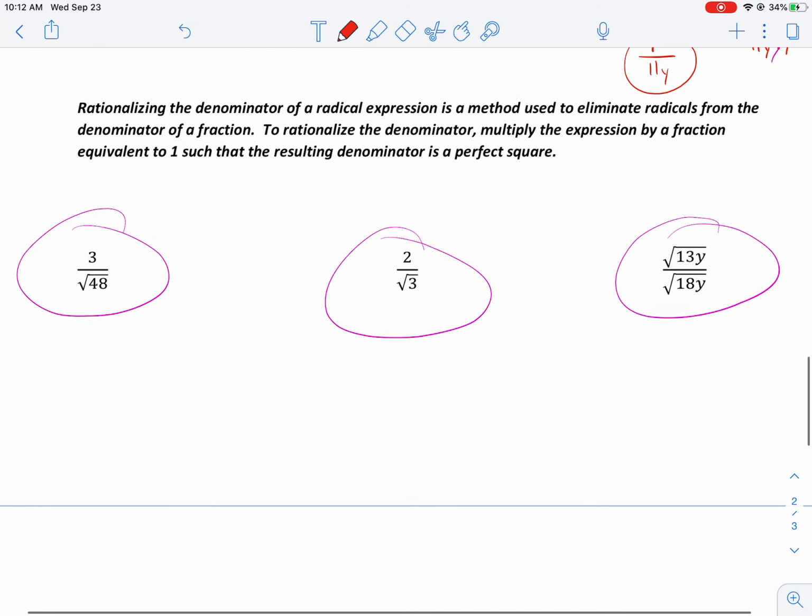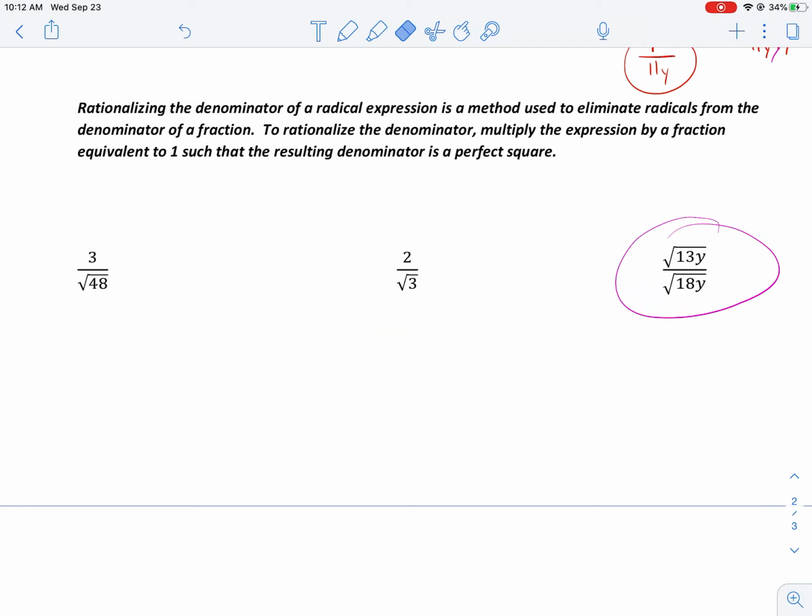Okay, three more problems. Going back to what I was talking about up there: rationalizing the denominator of a radical expression is a method used to eliminate radicals from the denominator of a fraction. To rationalize the denominator, multiply the expression by a fraction equivalent to 1 such that the resulting denominator is a perfect square. What that means is we're multiplying the bottom by whatever number we have on the bottom, which creates a perfect square.